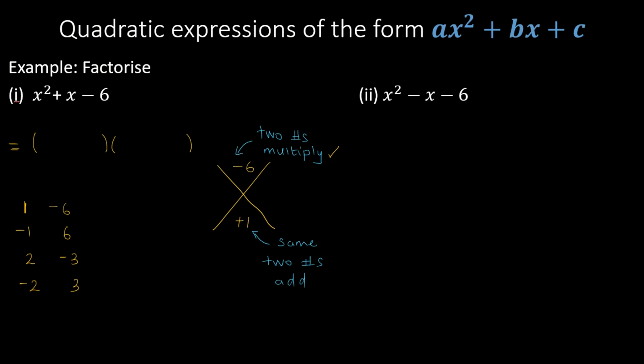So multiplication is done. Now we have to consider addition. From the possibilities, we are going to select two numbers which when we add give positive 1. Let us see.